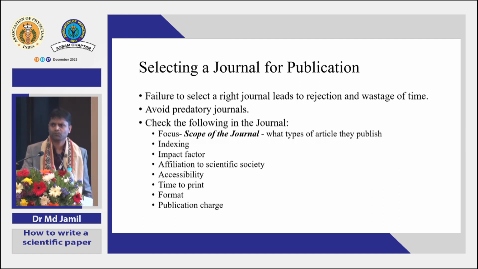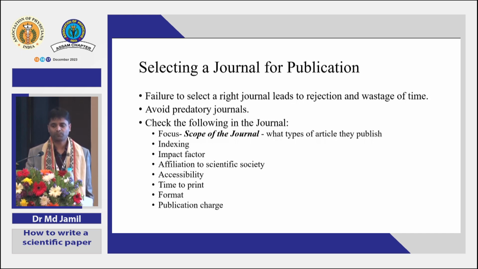So before we go into details about writing the scientific paper, the selection of the journal is very important. Because many times, when we send some articles to some journals, they get rejected straightaway. The reason is that we do not choose the right journals. So failure to select the right journal leads to rejection and wastage of time. And we should also avoid predatory journals. When we send any article for publication, we must check the following in the journals.